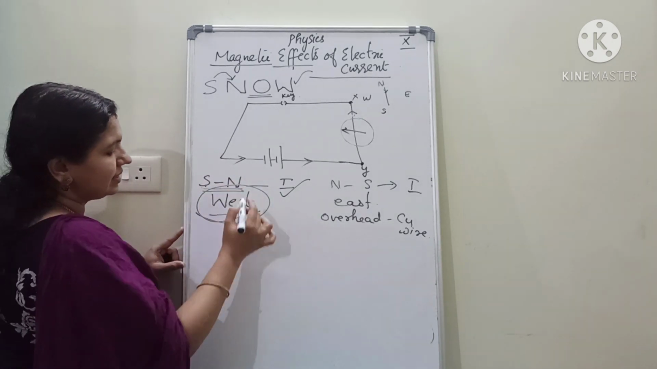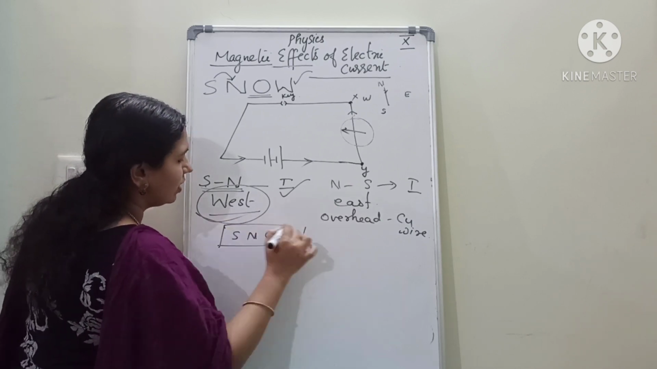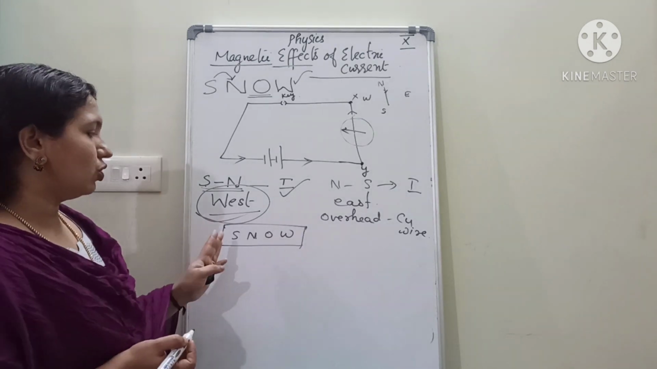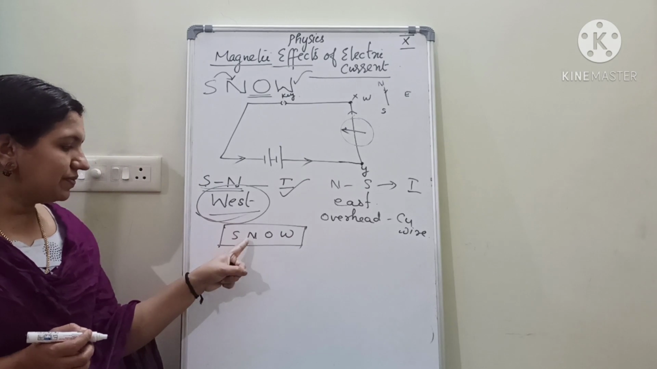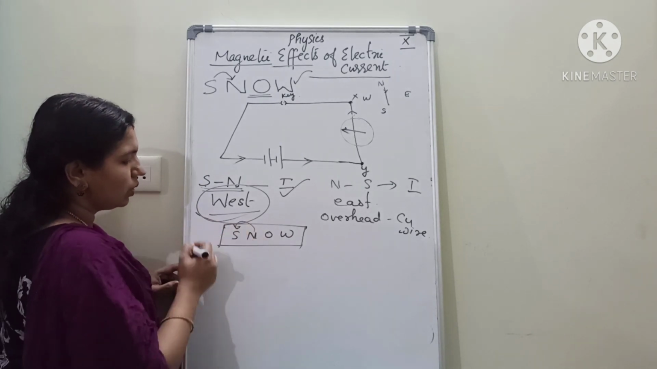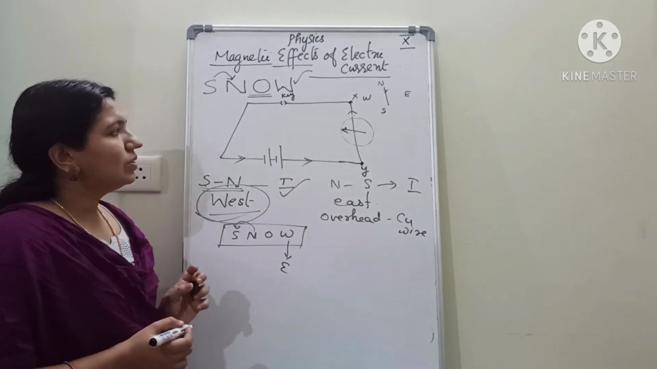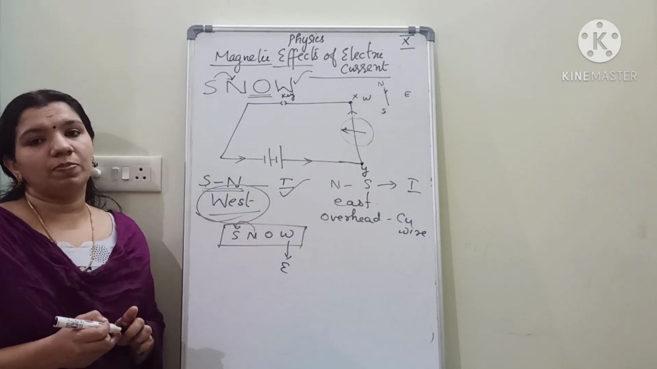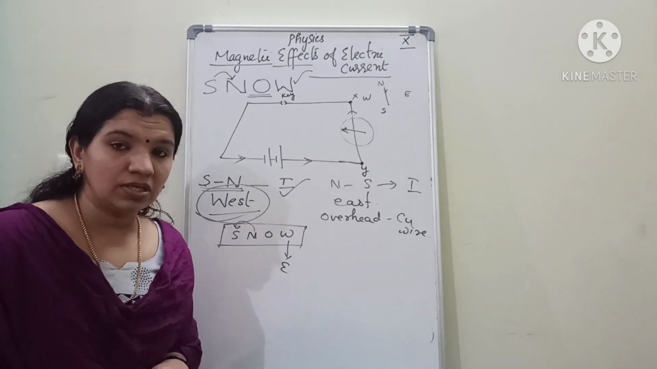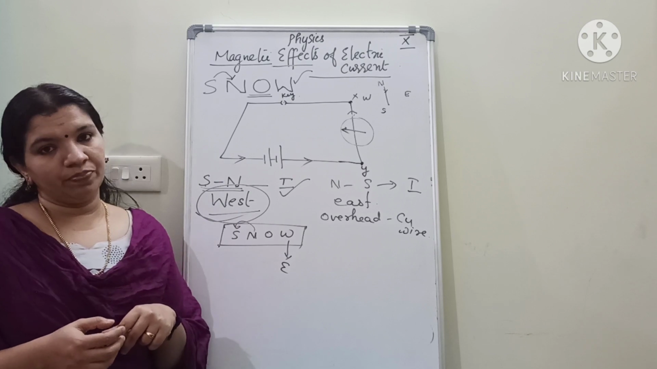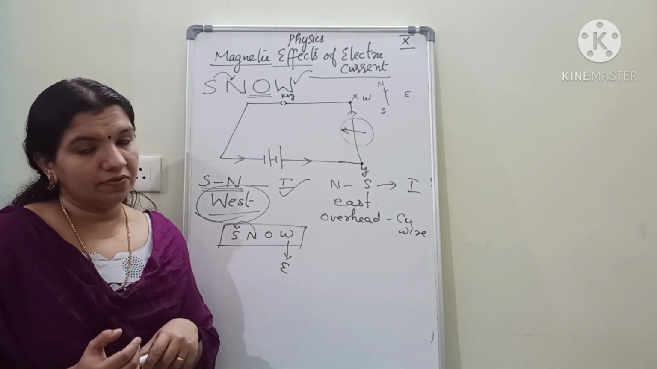Okay? So S-N-O-W. If you know this code, you can remember one case so that you will be able to explain the second one. Clear? So if it is from north to south, it will be east. Understood? So this is an activity which is used to explain that the direction of magnetic field will change according to the direction of current. If the direction of current is reversed, the direction of magnetic field also gets reversed.